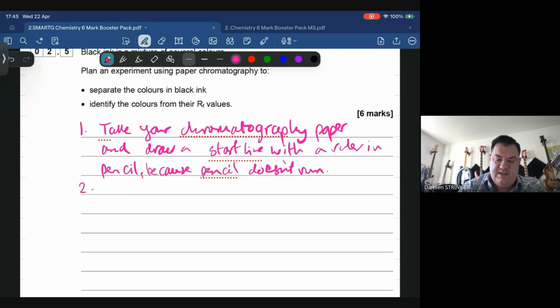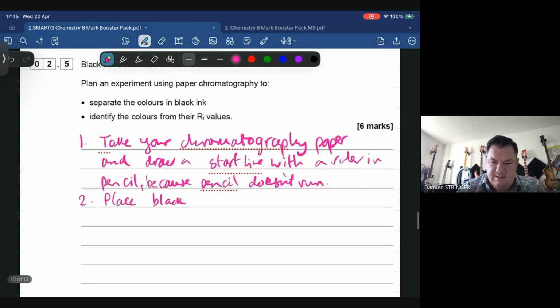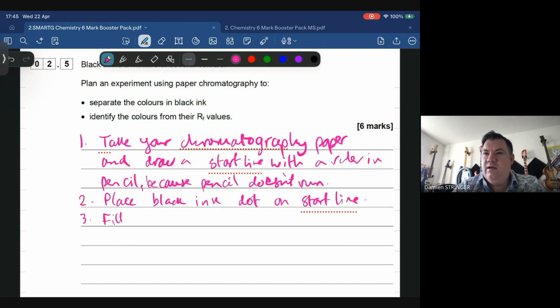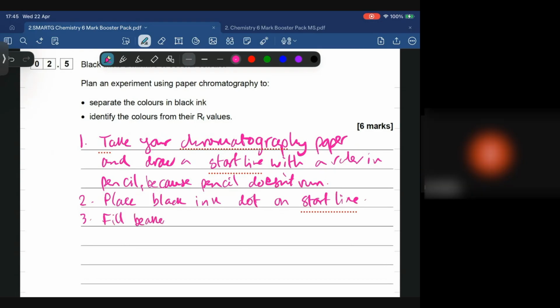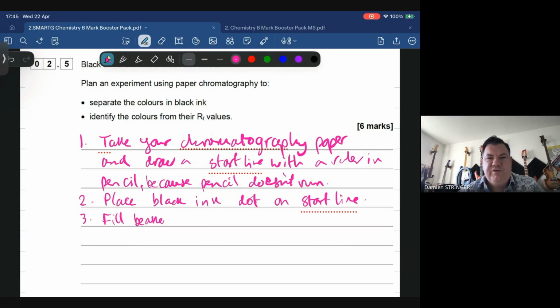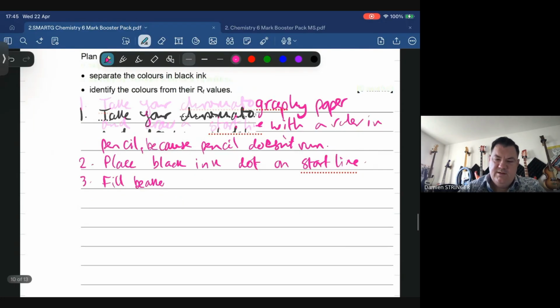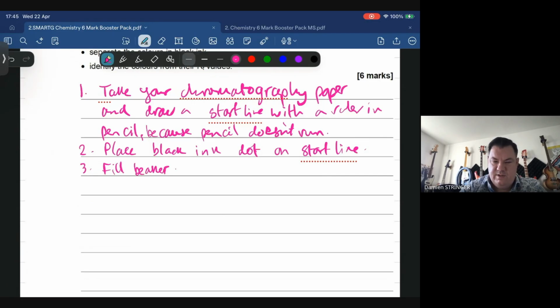So next thing is place a black ink dot on the start line. Louis: Instead of saying because pencil doesn't run, can't you just say pencil's insoluble? Yeah, you could also say because pen does run. They call that ORA, or reverse argument. So anything like that's fine.